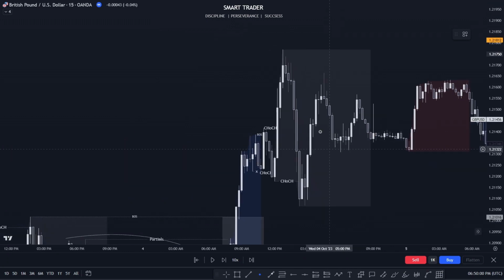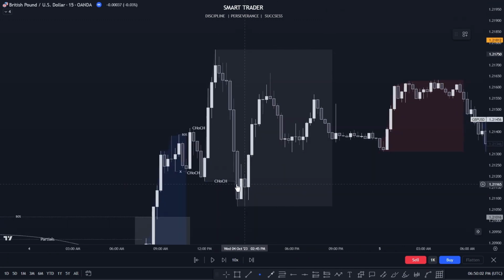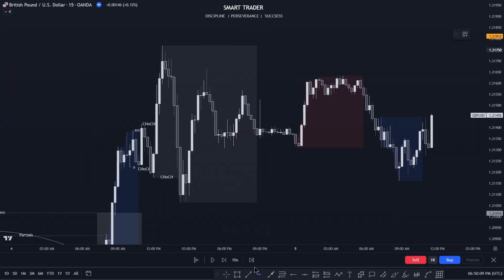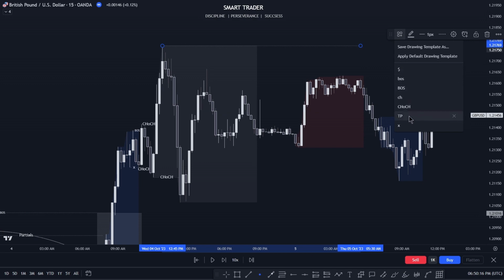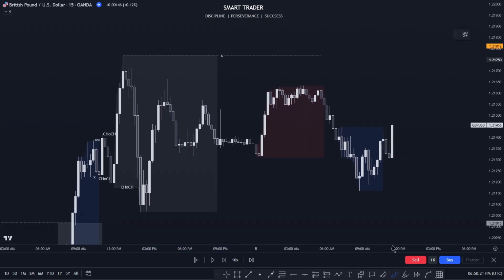In this move here, we see that after creating this change of character, we don't have any valid inducement over here. In this case, what should we do? We have to wait for the market to come back and sweep the liquidity of the last high over here. If the market pushes higher, something like this, and just sweeps the liquidity and drops, we can find a lower time frame confirmation over here and sell. Okay, in case there is no valid inducement.